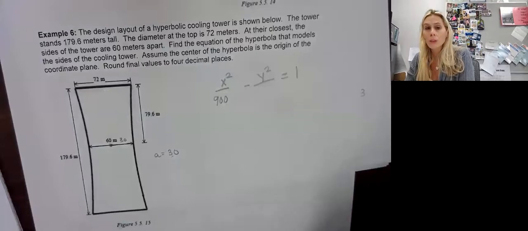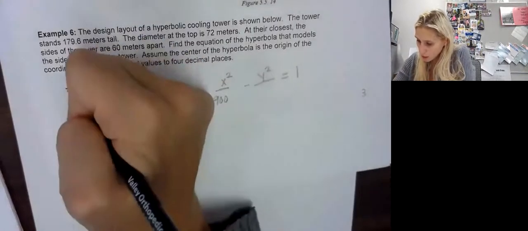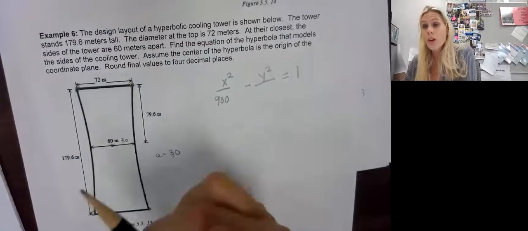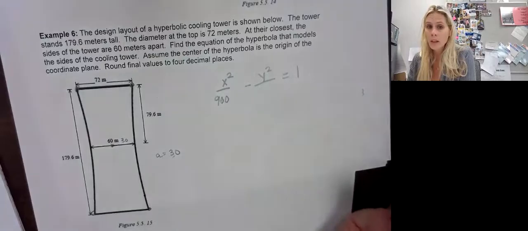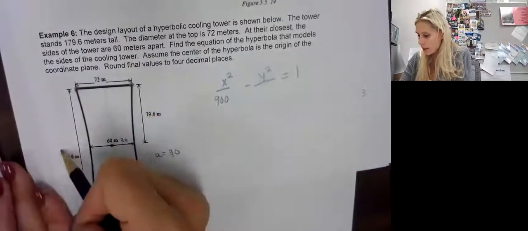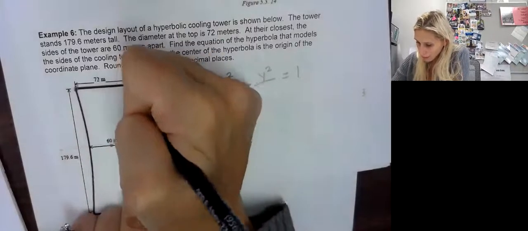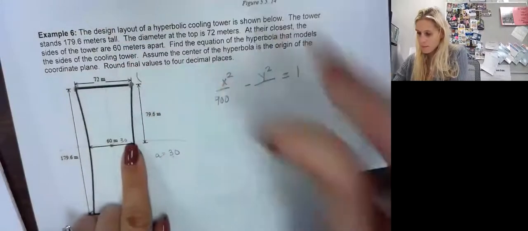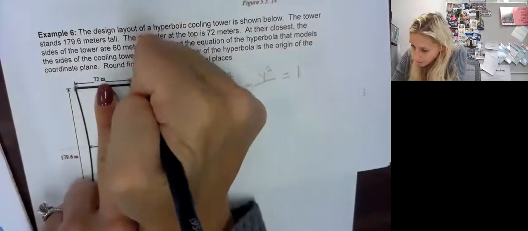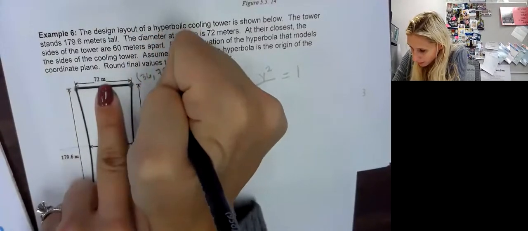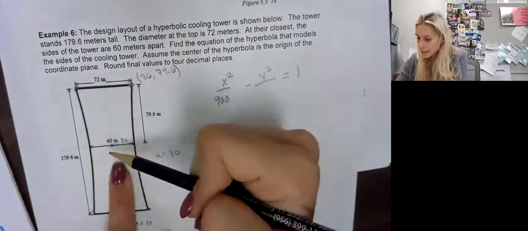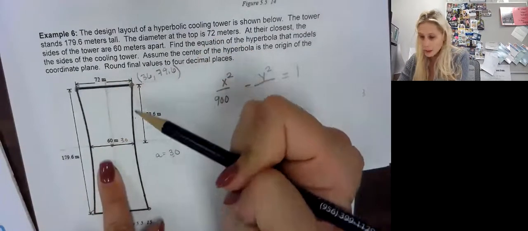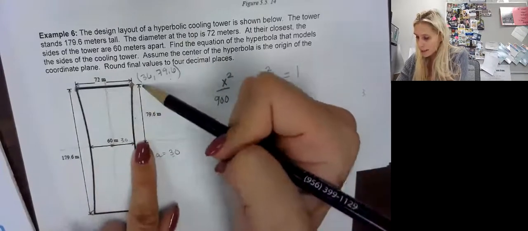Well, if this was a Cartesian plane, as you can see, these corners lie on the hyperbola, which means those corners are x, y values that make this statement true. So if this were an xy coordinate plane, I can see that this coordinate right here is the corner coordinate. Well, that's halfway through, right? So that's 36, 79.6. I got the 36 because it's halfway, 72. Because remember, if this was y here of 0, this would be 36. So I have the x value of 36, the y value of 79.6.